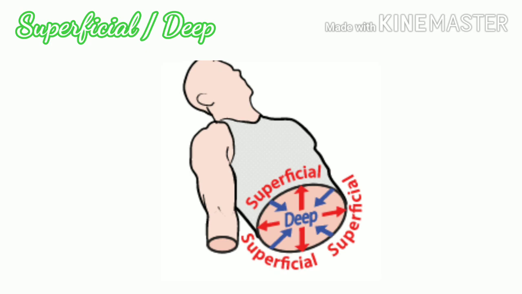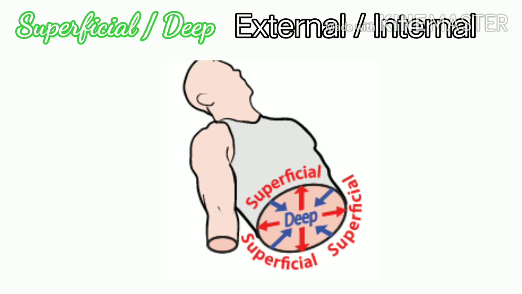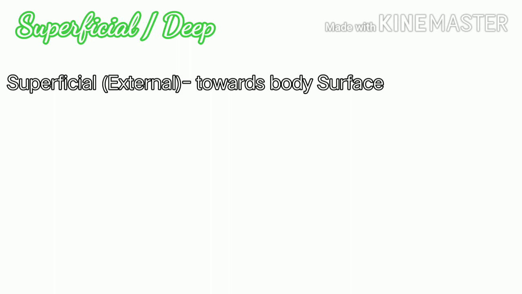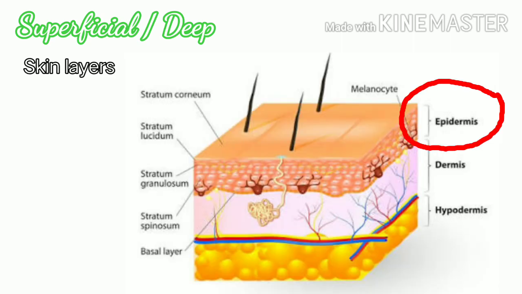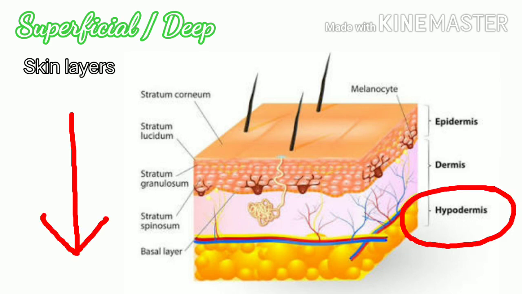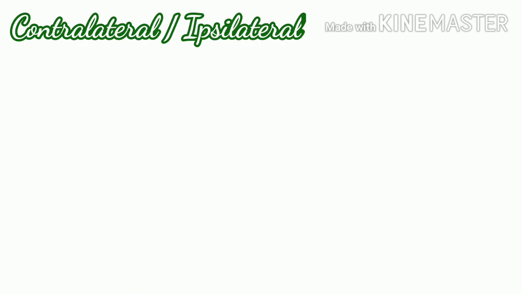The fifth is superficial and deep. Superficial and deep have the same meaning as external and internal. Superficial means external, deep means internal. So superficial and external mean towards the body surface, whereas deep and internal mean away from the body surface, or deep into the body. An example of superficial is the epidermis, while the subcutaneous fat layer, that is the hypodermis, is deep inside.